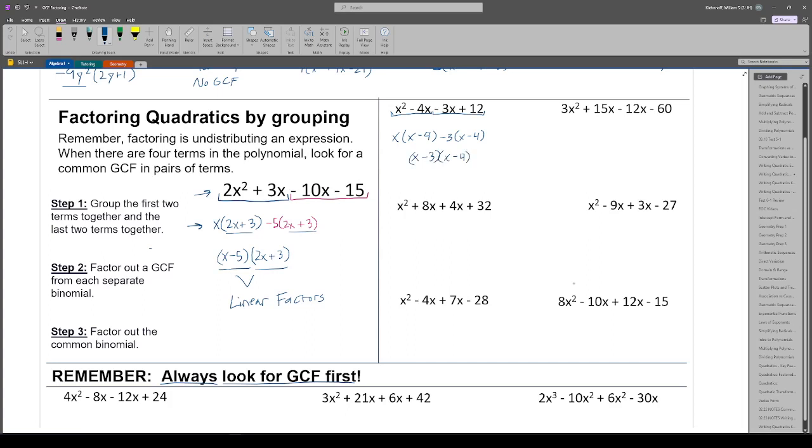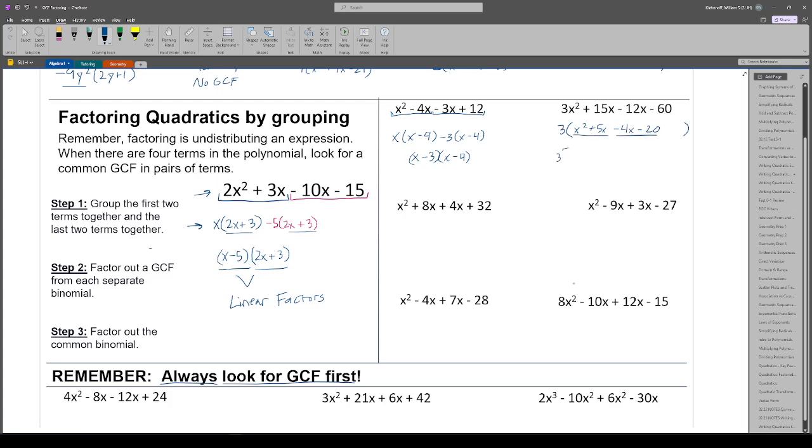Next one, we can factor out a 3 as a GCF before starting. So we want to factor out a 3 first, and then look at factoring by grouping what's left. So I'm left with x squared plus 5x minus 4x minus 20. And I'm going to then group these inside the parentheses.